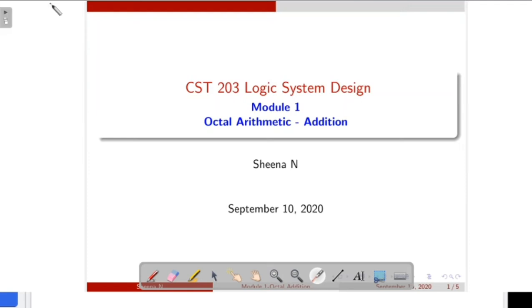Hello students, in this video we are going to study how to add two octal numbers, that is octal addition. Okay, consider the example 567 in octal plus 325 in octal.